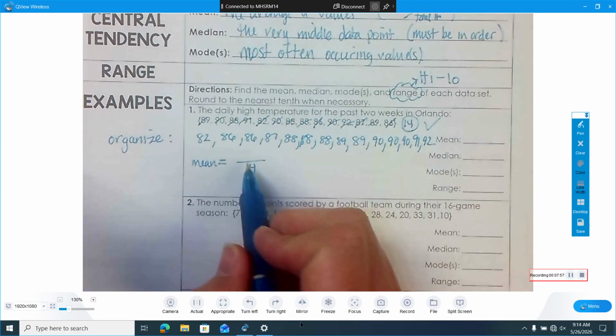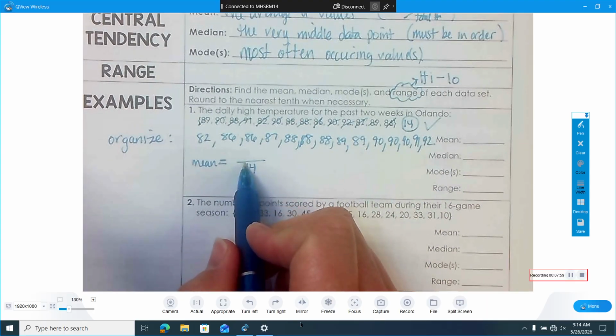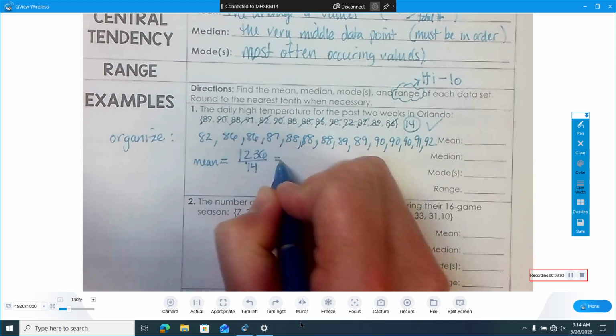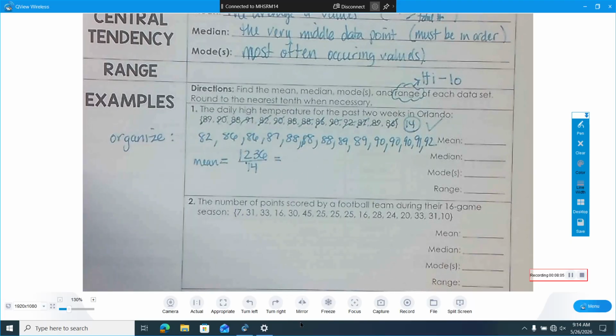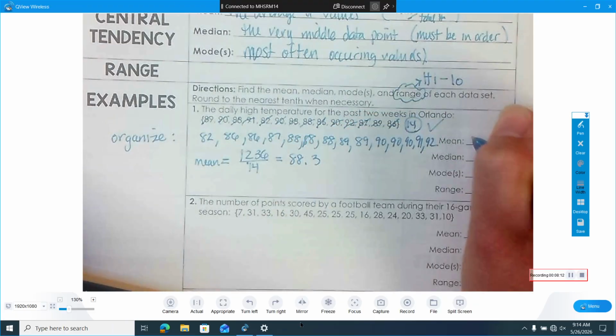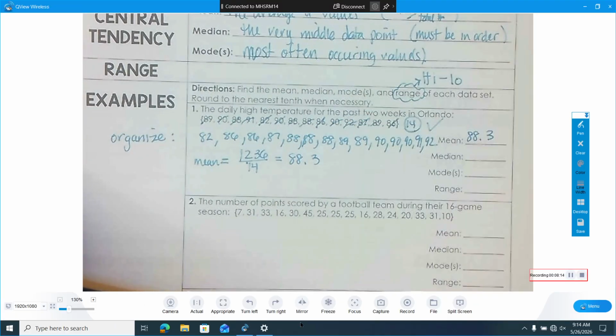Okay, what did you get for your sum? 1,236. Very good. 1,236, and you add them up and then divide by 14, and we get 88.3 when we round off.